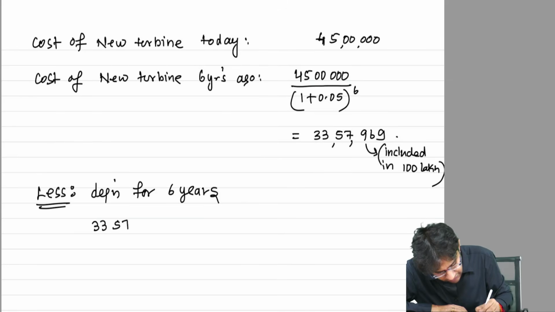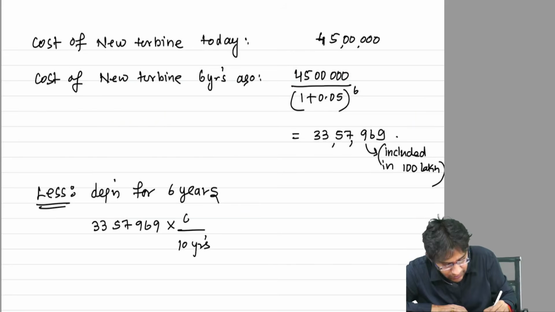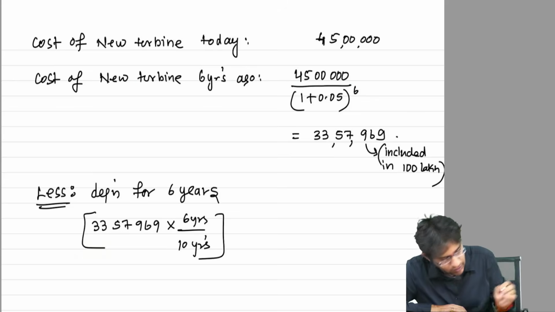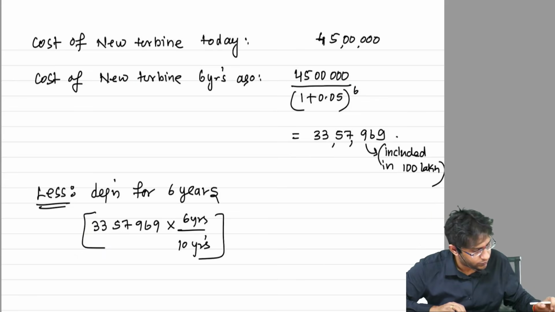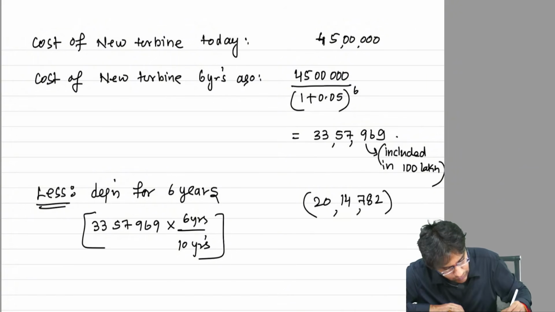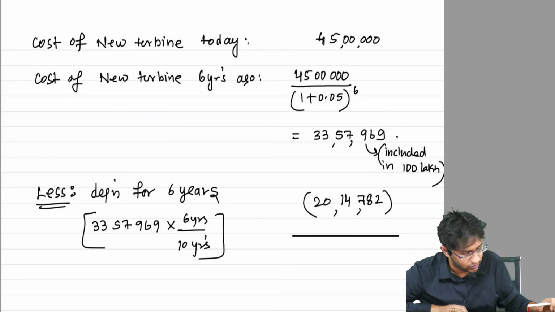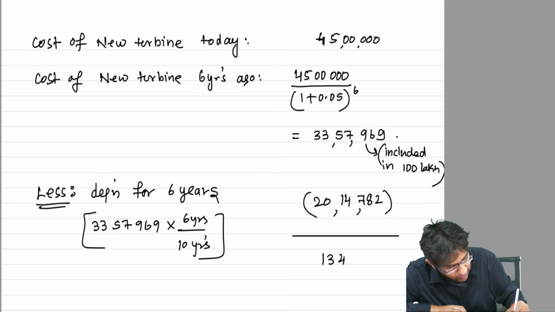So, 33,57,969. In that 100 lakhs, this is there, so this also got depreciated for a period of 6 years. So 20,14,782 I am taking. This much depreciation you provided already. Remainder: 33,57,969 minus 20,14,782. So that will be 13,43,187 rupees.